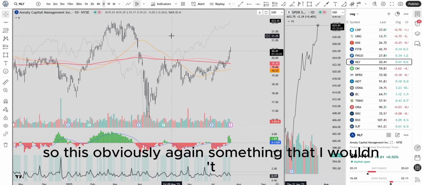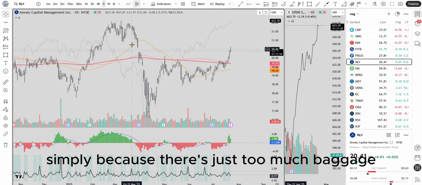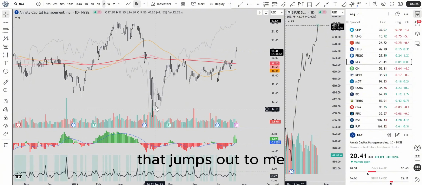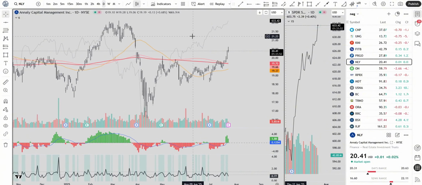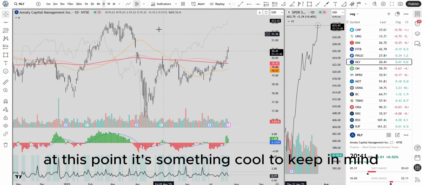All right. So this is obviously again something that I wouldn't really be looking at to trade, simply because there's just too much baggage on the left side. But it does have an interesting phenomenon that jumps out to me, and I'm just gonna call it out here. Even though it might not have actual trading value at this point, it's something cool to keep in mind.